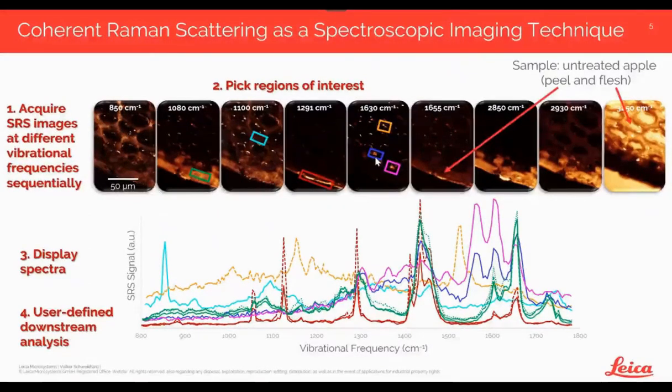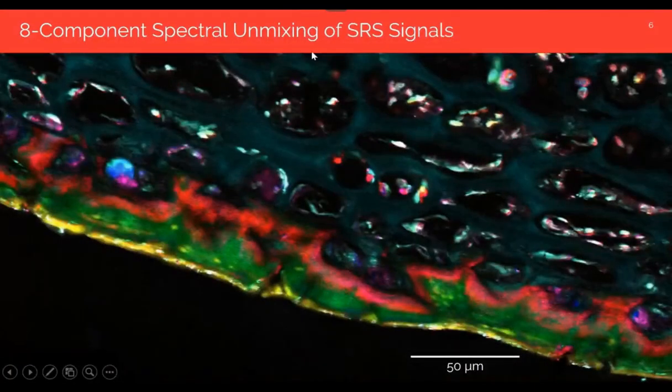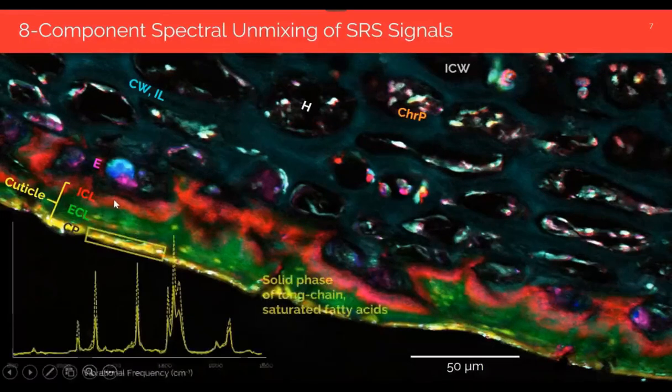And from that data set, basically every user can define their own downstream analysis to find out what information is contained in those data. Now, to give you an idea of what can be done, I'm showing you here a so-called spectral unmixing, where we are using those spectral data sets as a basis to discriminate 8 different biochemical components of this sample. And we can then use the information that we find, for example, in the literature on the different biochemical compartments that are present in such an apple to identify or correspond those different spectral components to different entities within the sample.